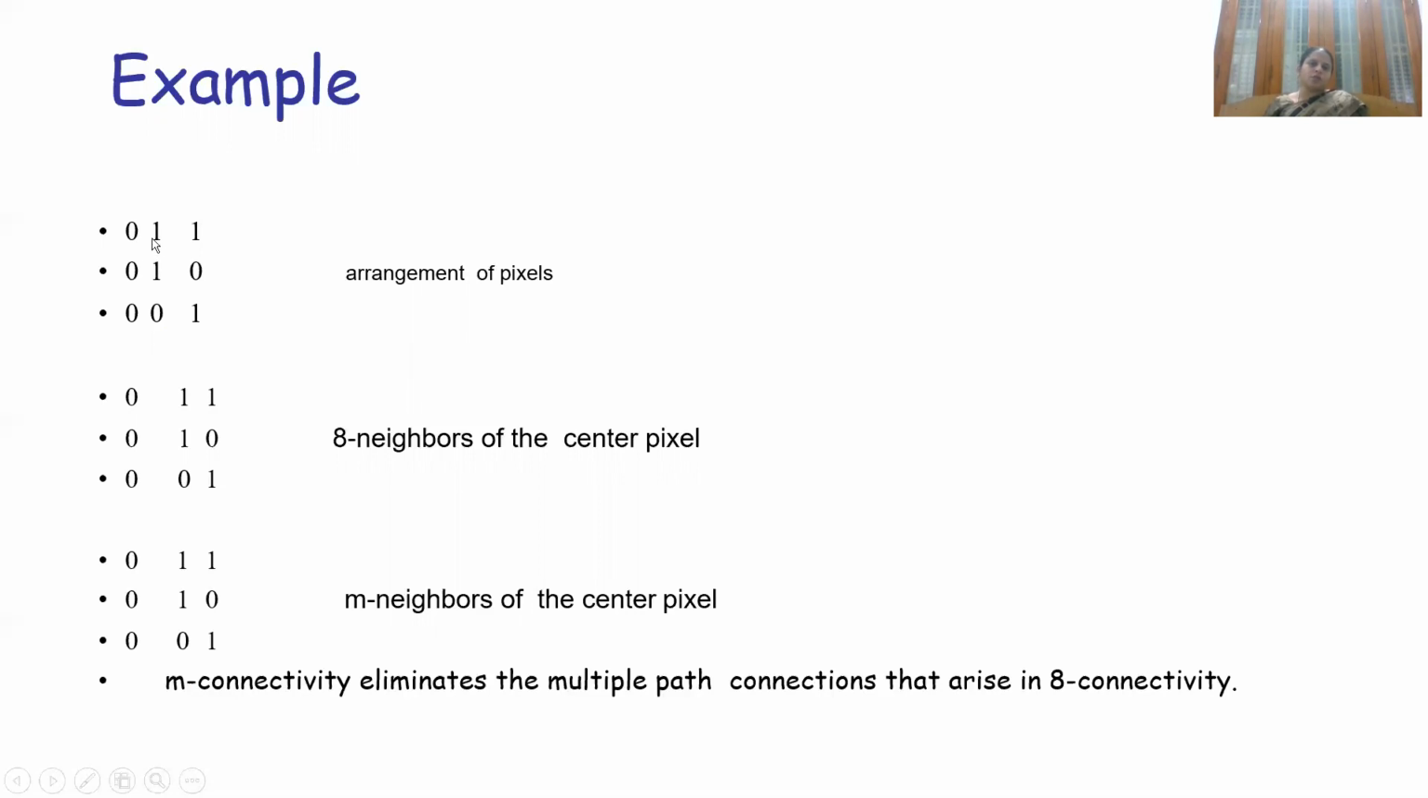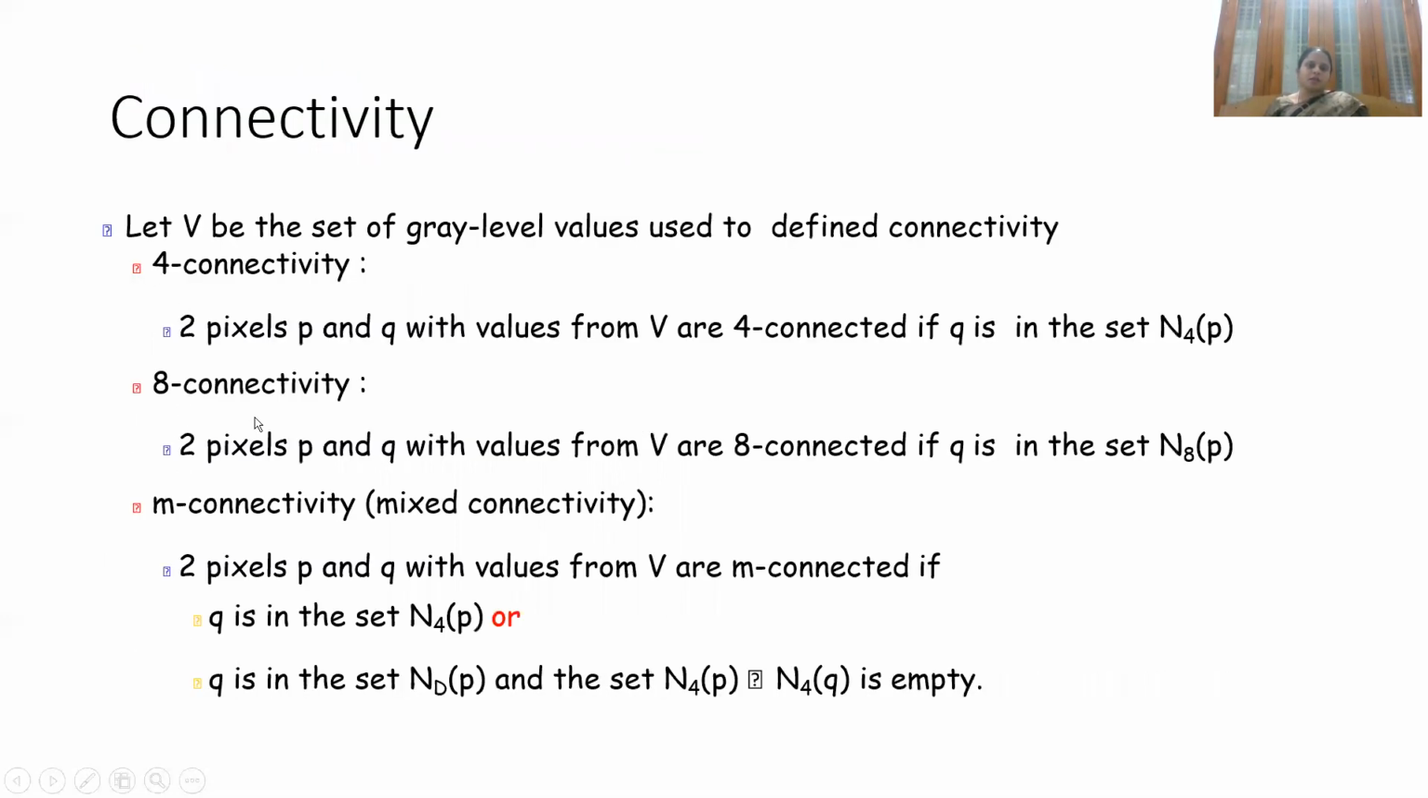P and Q are said to be connected if Q is one of the 4 neighbors of P. Okay, and next, the second case, 8 connectivity. This one is 4 connectivity and this one is 8 connectivity. Two pixels, P and Q, are said to be 8 connected if Q is in the set N8 of P.